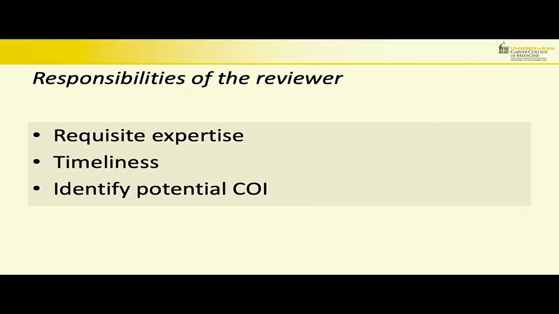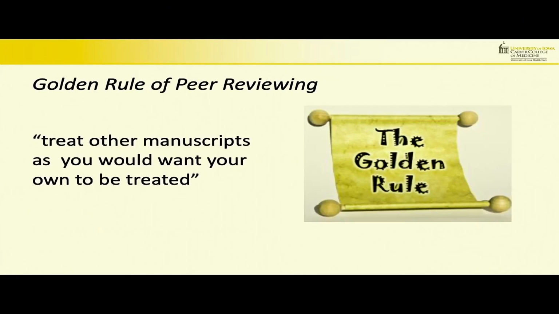All right, what are the responsibilities of the reviewer? Well, we have to have the requisite expertise. And if we are sent a paper that we don't have expertise for, we should just tell the editor, this is outside of my area of expertise, and I don't think I can provide a quality review. It is important for us to be timely, all right, to get them done in a timely fashion. And to, as we mentioned before, identify potential conflicts of interest. And the golden rule is pretty obvious, right? We as reviewers should treat other manuscripts as we want our own manuscripts to be treated. That's pretty straightforward.